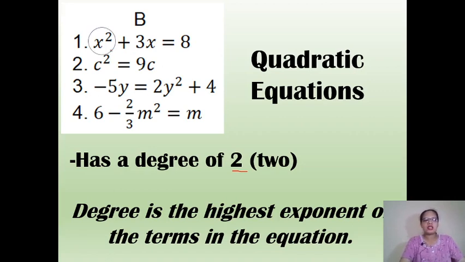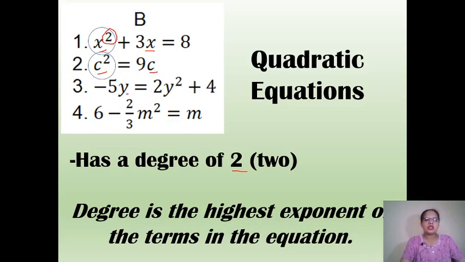Considering x, so we have here x as a variable. Ano yung pinakamataas na exponent ni x na makikita nyo? So you see that 2 is the highest exponent that x has. That means it is a quadratic equation. So for the second equation, we have c as our variable. The highest exponent that c has is 2. That's why it's called quadratic equation.